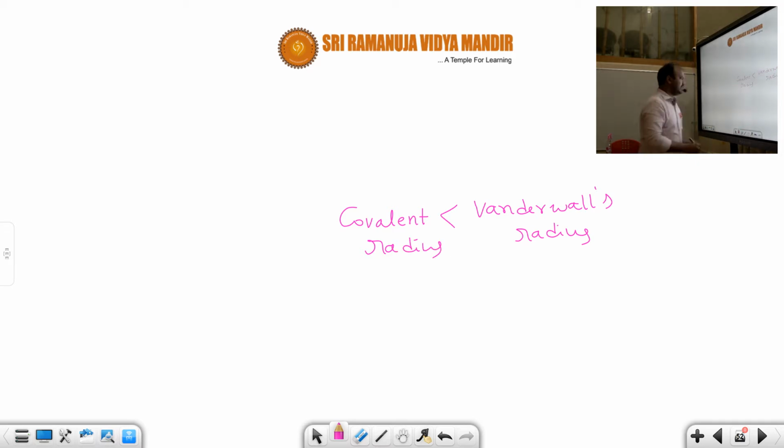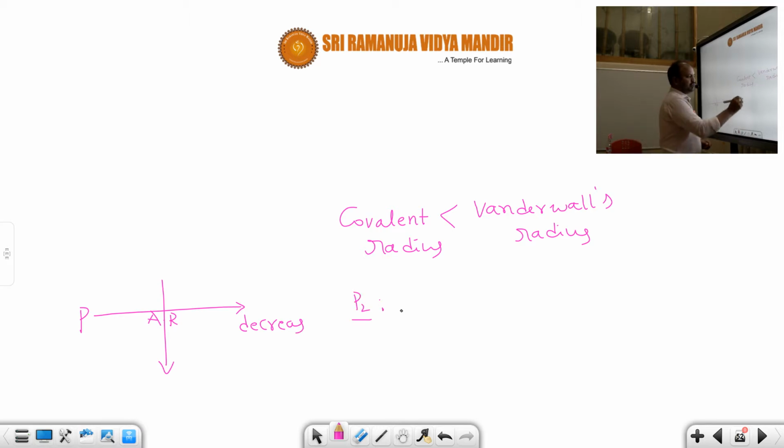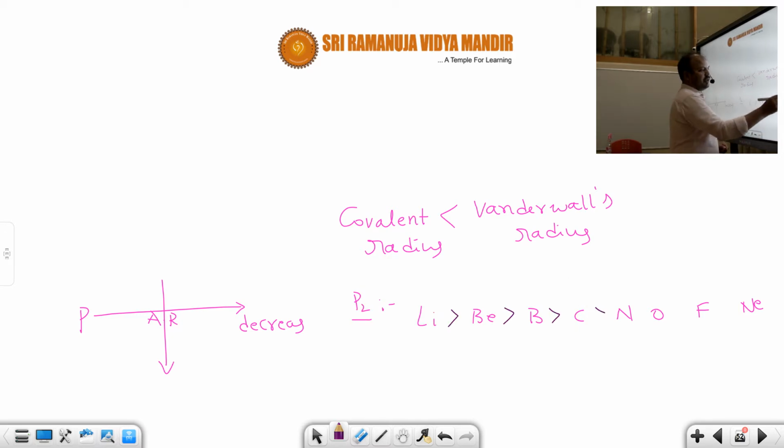In periods, generally from left to right, atomic radius values decrease. That's why if you take the second period example: lithium, beryllium, boron, carbon, nitrogen, oxygen, fluorine, neon, from left to right we expect that atomic radius values decrease. This is the general trend.